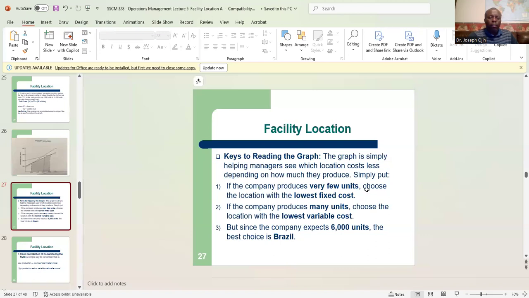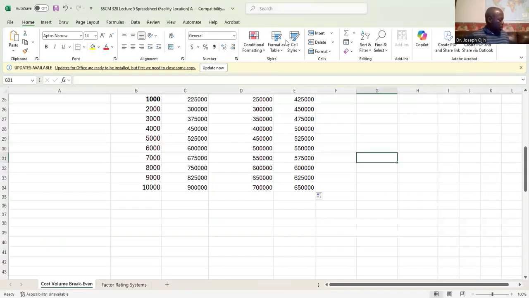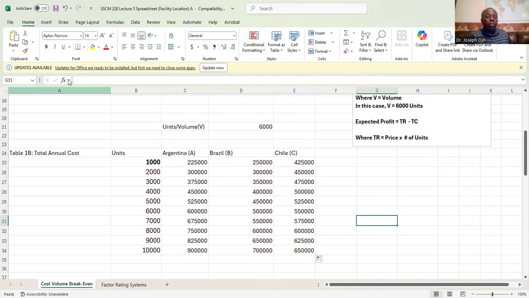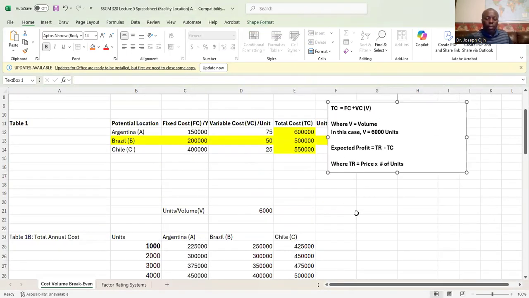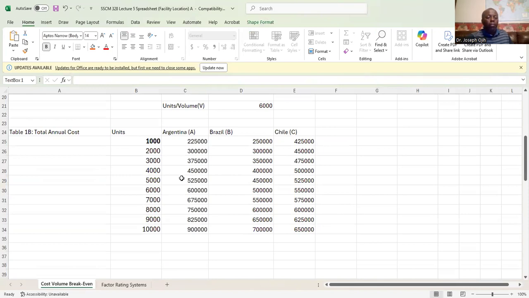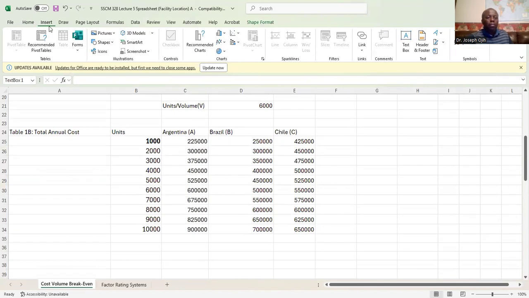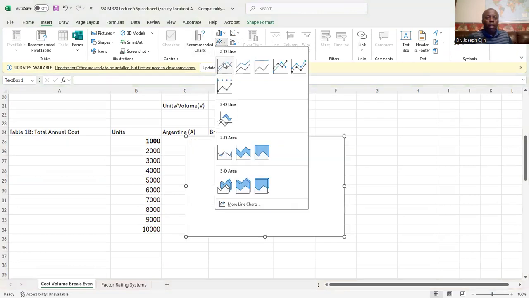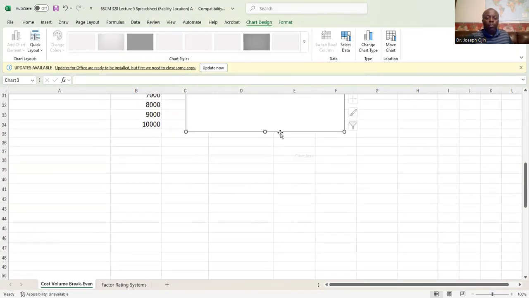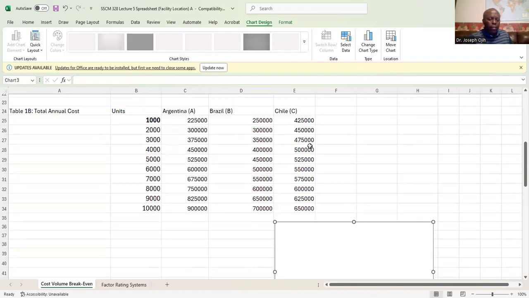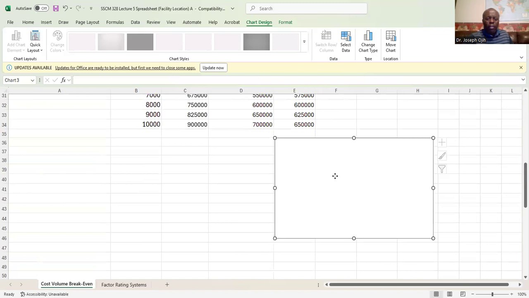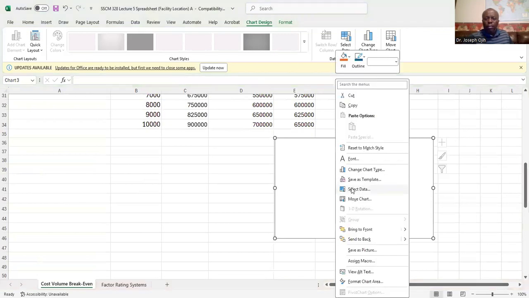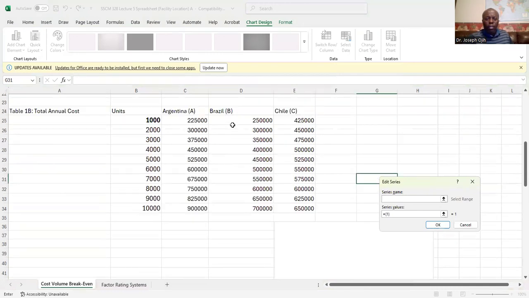You can grab this by using the... let me see if you can see my screen. Okay, good. I'm gonna move this up so we can have enough room here. We go to Insert. Choose this one. I'll choose any of them to give you a blank sheet. You can bring it down here. Now right click on it. Select data. First one is Argentina.